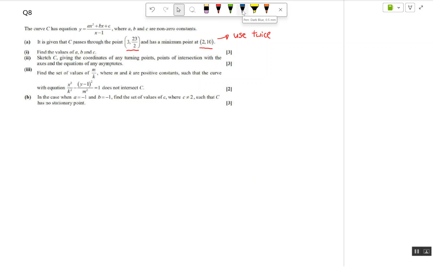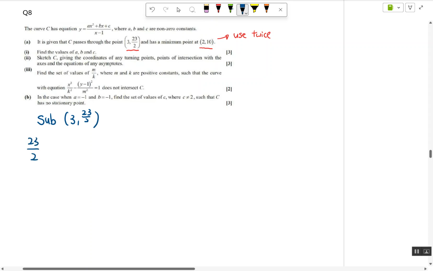You can either choose to do long division first or not do the long division first. What do I mean by that? First, you sub in (3, 23/2). I think you will get 23/2 equals (9a + 3b + c)/2. So 9a + 3b + c = 23, and that is equation 1.